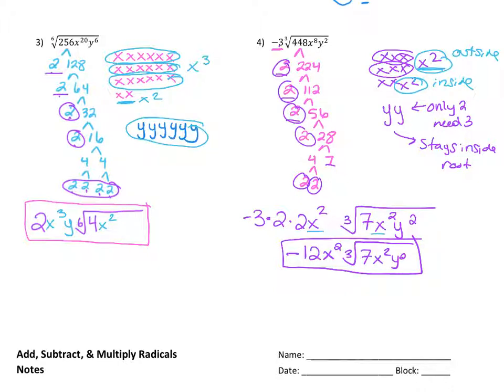Now, I only have 2 y's, and I need 3 in order for them to come outside the root. So both of those y's stayed on the inside, so I had a y squared on the inside. Then I multiplied my numbers together, so I got -12x squared, cube root of 7x squared, y squared.